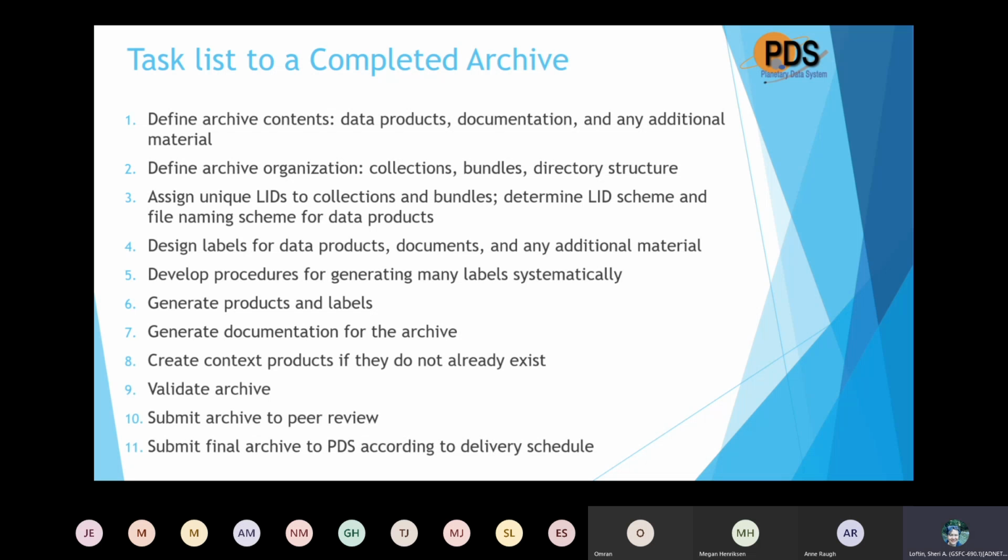And then these last four are mostly done with the help of the node personnel, and they're going to get your input on it. So those context products that need to be created, the archive validation and peer review, all of that will be done primarily with the archiving node with your input.